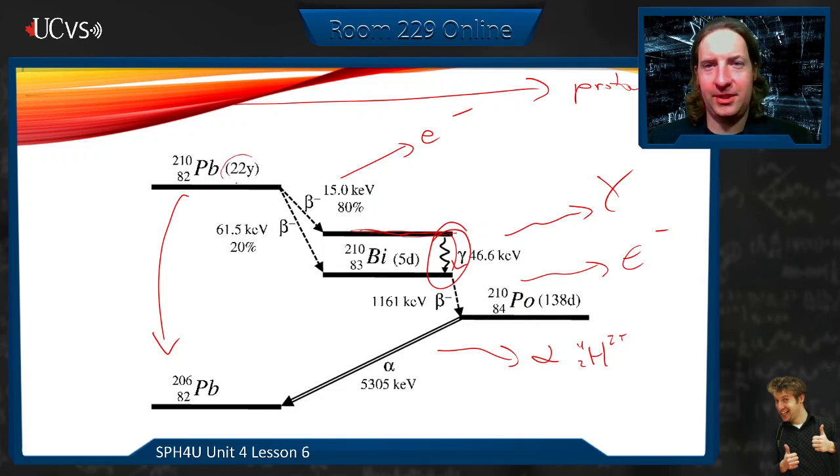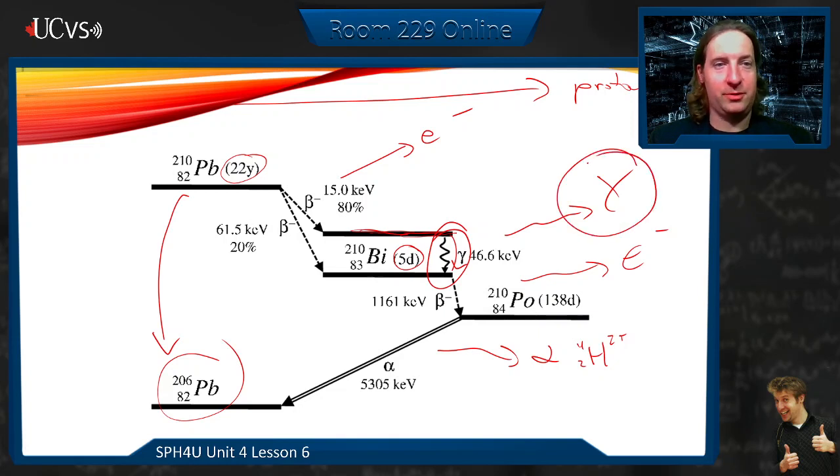These numbers here are the half-life, 22 years, 5 days. Bismuth-210 only lasts for 5 days. Polonium-210 has 138 days, and then it goes to this lead-206, which is stable for the most part. Almost all decay chains end in lead because of its stability. Okay? So there's a quick little decay chain that shows how we produce gamma radiation.